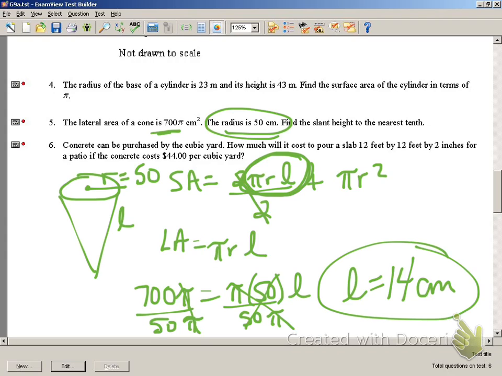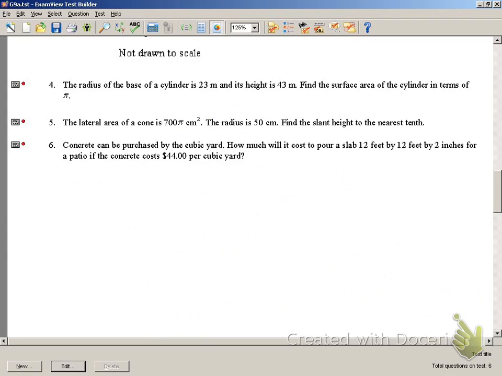Let's look at number 6. Get rid of all this. Number 6. Concrete can be purchased by the cubic yard. How much will it cost to pour a slab 12 feet by 12 feet by 2 inches for a patio if the concrete costs $44 per cubic yard?